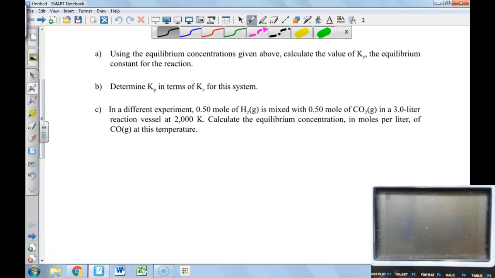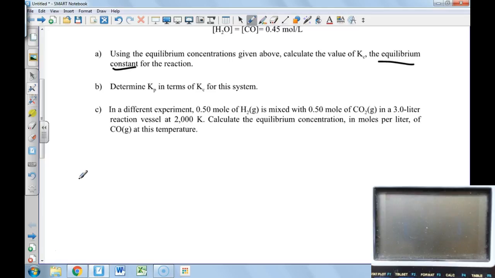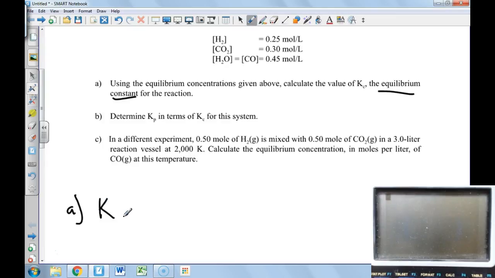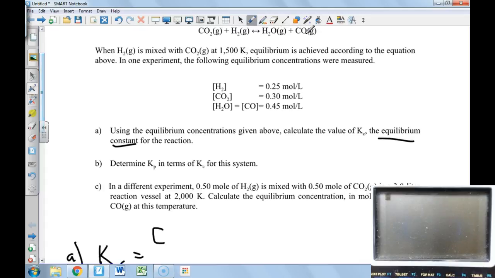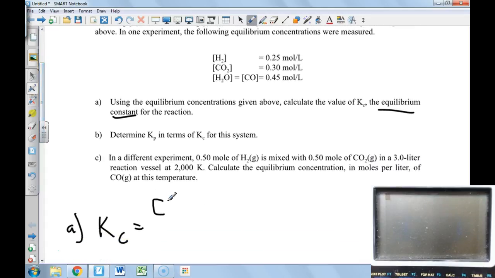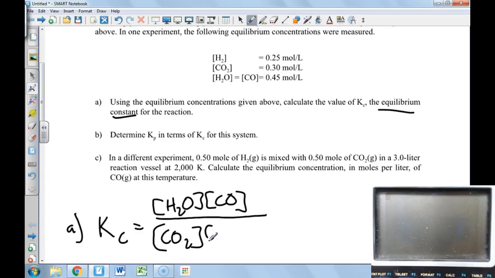Keep in mind there are always just two types of equilibrium problems. Find the constant and find the conditions. So this is find the constant. For part A, we want to find K, and we're going to do Kc because we're given concentrations. Kc equals the concentration of the products, CO and H2O, so the concentration of H2O times the concentration of CO, over the reactants, which are CO2 and H2.